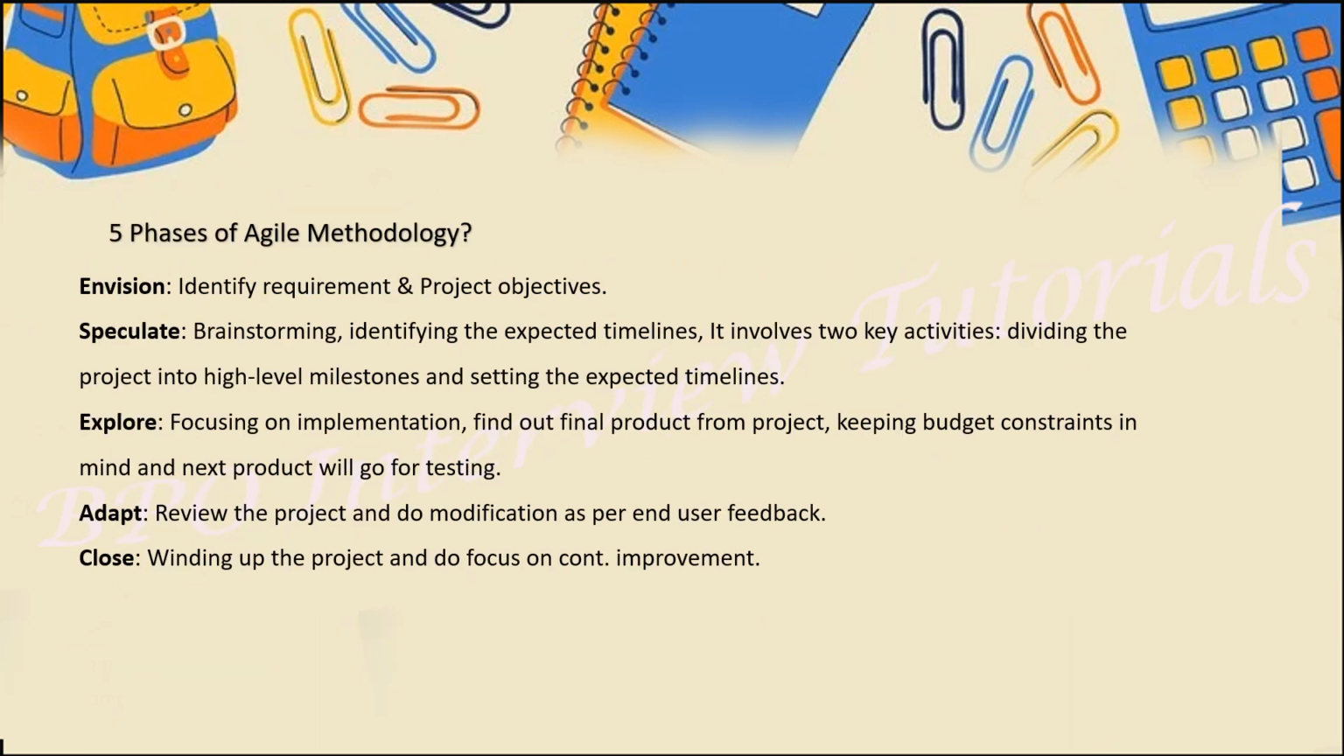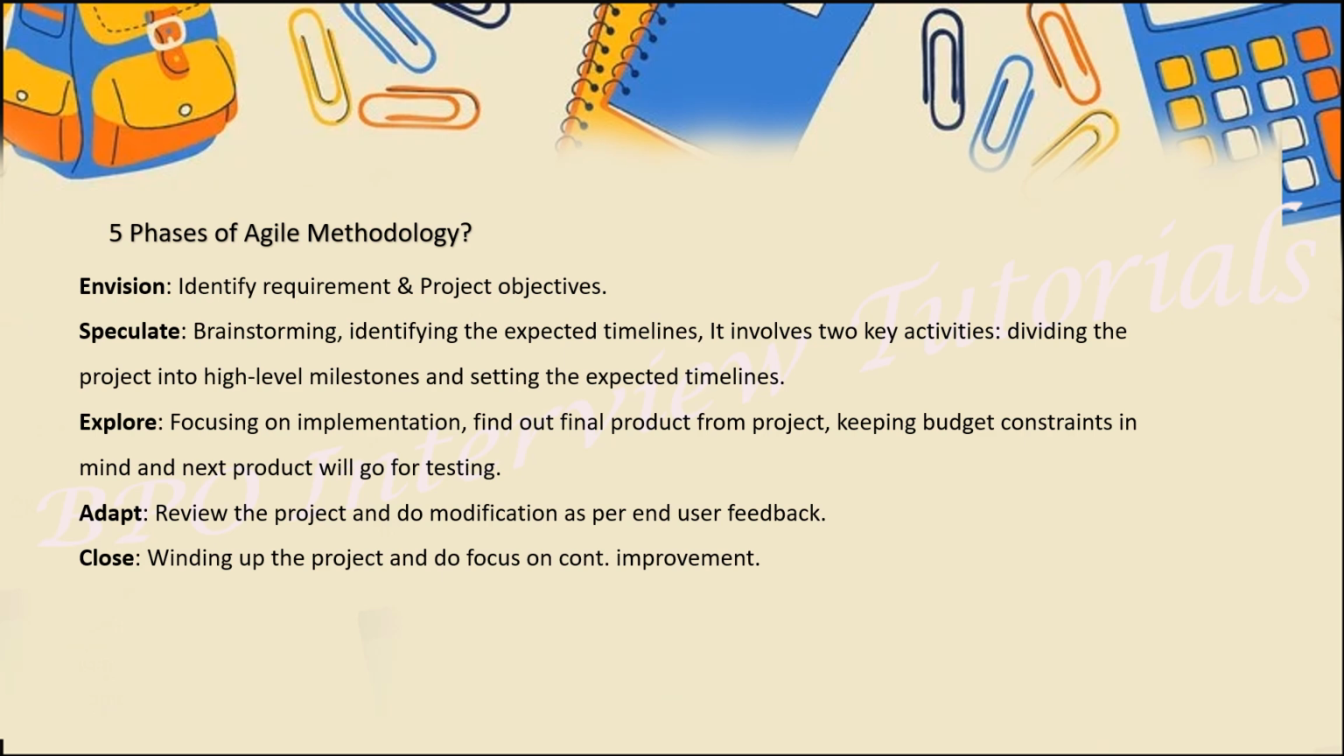Let's move to the next point, which is the phases of the agile methodology. Basically, in the waterfall model also we have seen 5 phases, like requirement, then design, then implementation, then testing, then the closure. So same here, we have 5 phases. That is envision, which means we should know the requirement and what the objective is at the end from the customer side. This is the first phase.